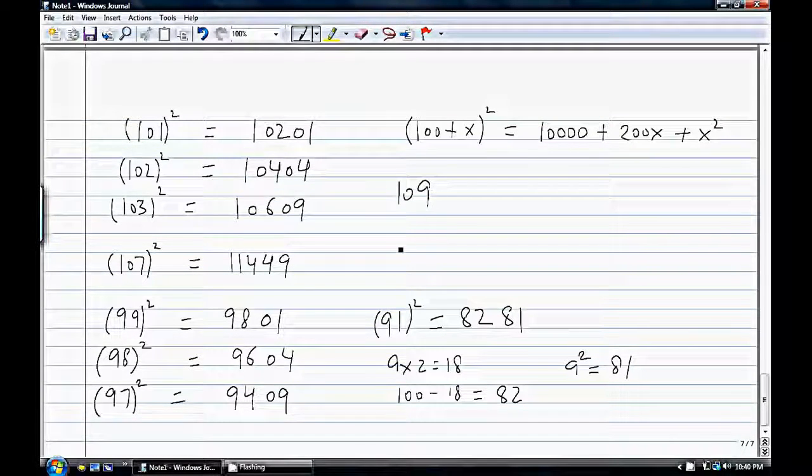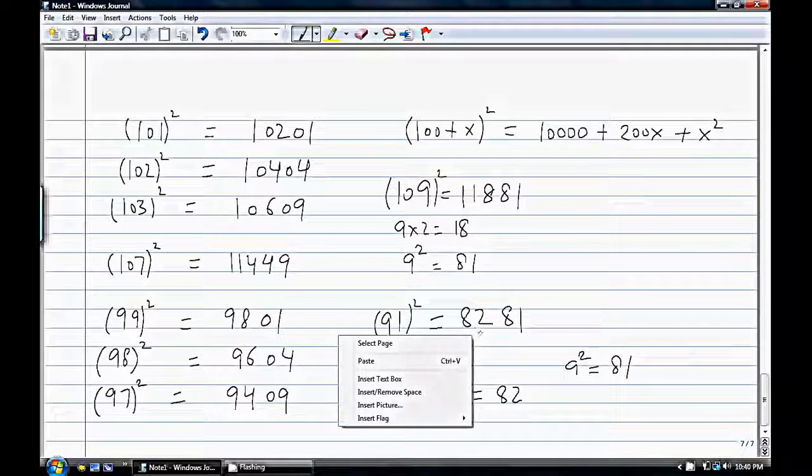Similarly, for 109, 9 times 2 is equal to 18, so I will write 118, and then 9 square is equal to 81, so that will be 81. So you see that the last two digits are always the same, but in this case we are adding 18 to the 100, and here we are subtracting 18 from the 100.